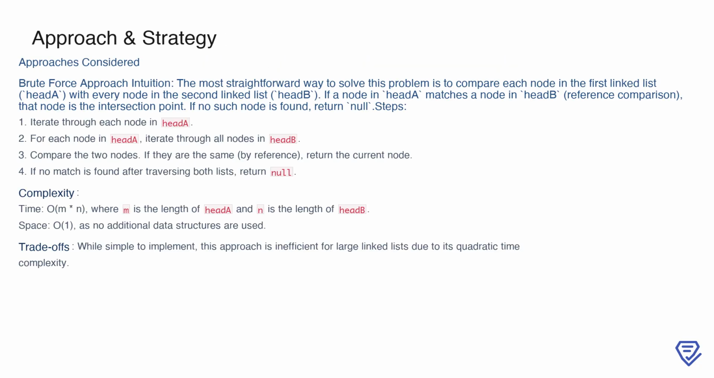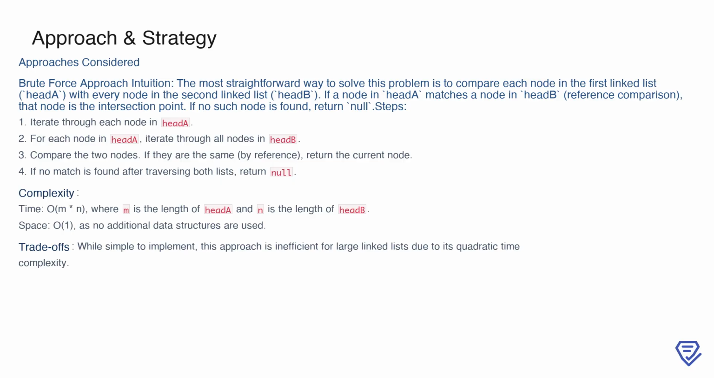To solve the problem of finding the intersection of two linked lists, the brute force approach is the most intuitive but also the least efficient. Here, we compare every node in the first linked list with every node in the second linked list. This means for each node in the first list, we iterate through all the nodes in the second list to see if they reference the same memory location. If we find a match, that node is returned as the intersection. If no match is found after checking all nodes in both lists, we return null.